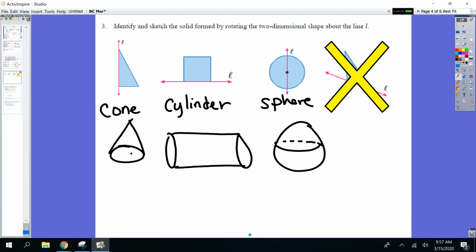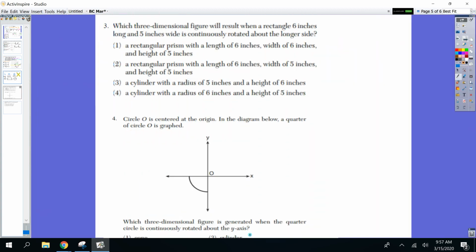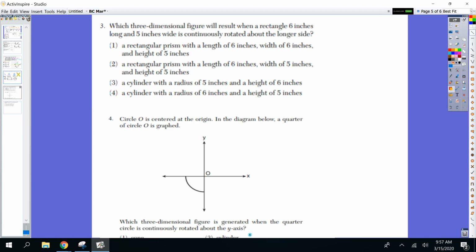because now we got some Regents level questions to do together that involve rotating it around. All right, so let's see what we got. All right, first one here. We have a rectangle 6 inches long and 5 inches wide. All right, let's get one of those bad boys out here.